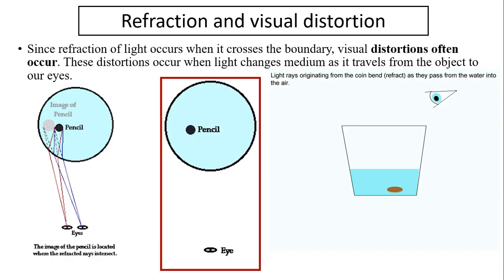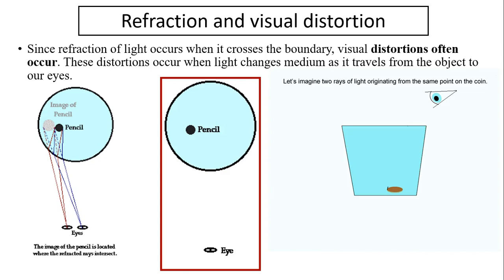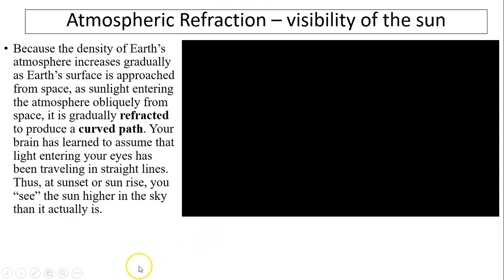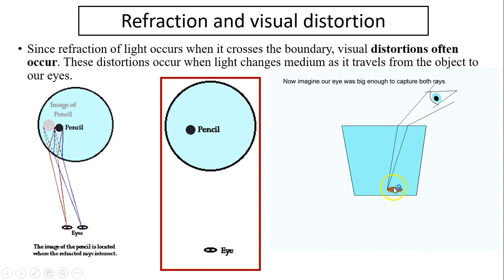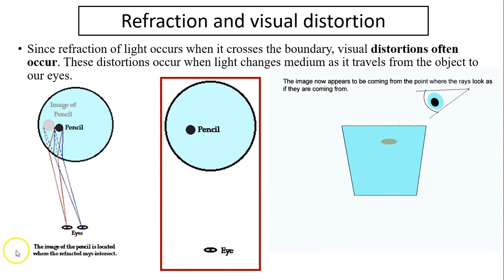Refraction and visual distortion. You have probably all seen this, like a pencil that looks bent. Why does a pencil bend? When you have a penny on the bottom of a cup, it looks like the penny is higher up. This is why the rays bend, but from your eye, it seems like the light comes straight. Same thing for the pencil over here.